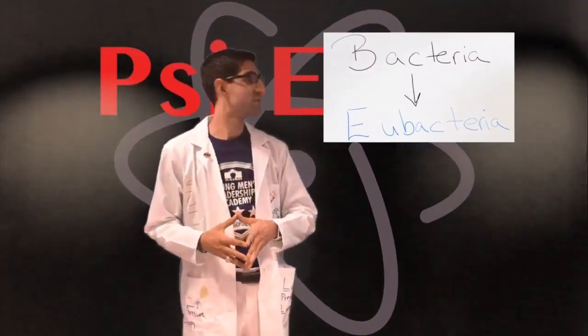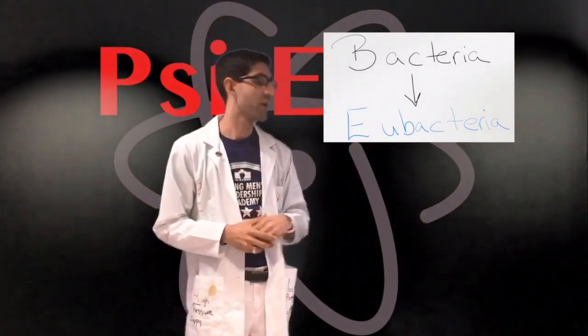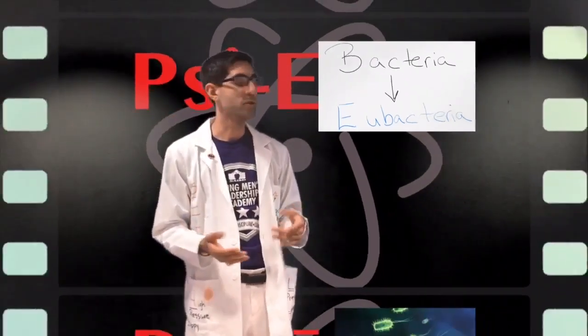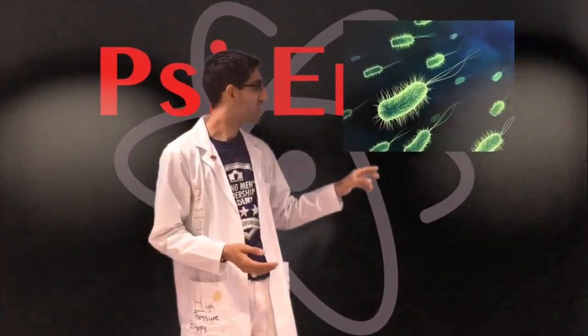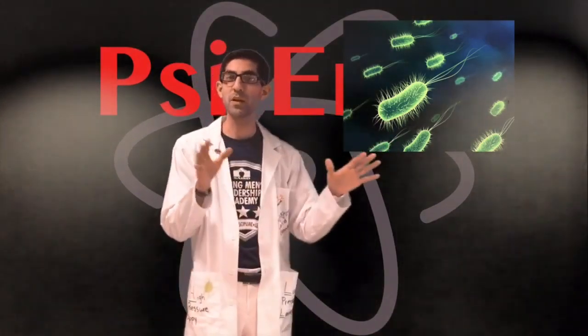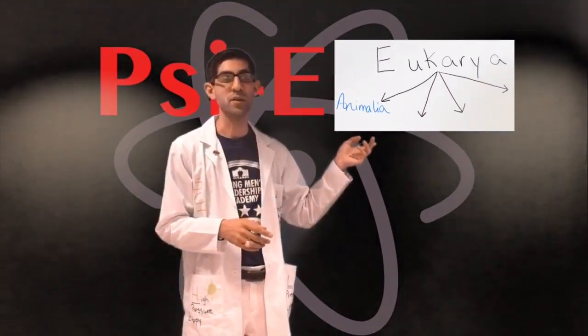Let's move on next to the bacteria domain. In the bacteria domain, we also have just one kingdom, which is Eubacteria, also known as true bacteria. So here are some examples of Eubacteria. As you can see, these unicellular organisms have some flagella that help them move around a little bit. So let's move on to the third and final domain, Eukarya.